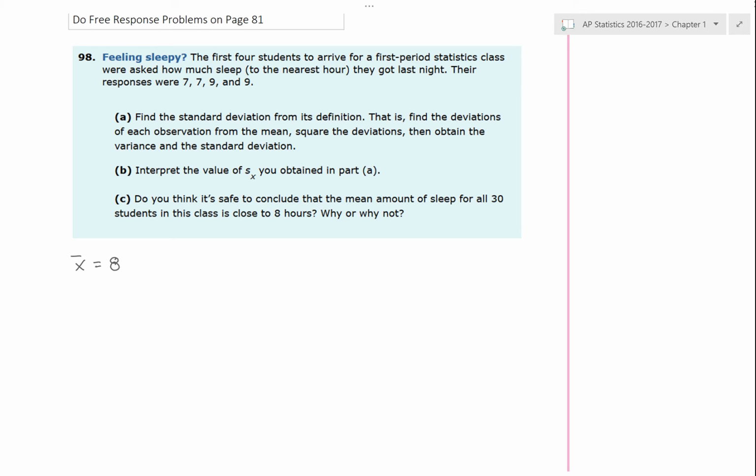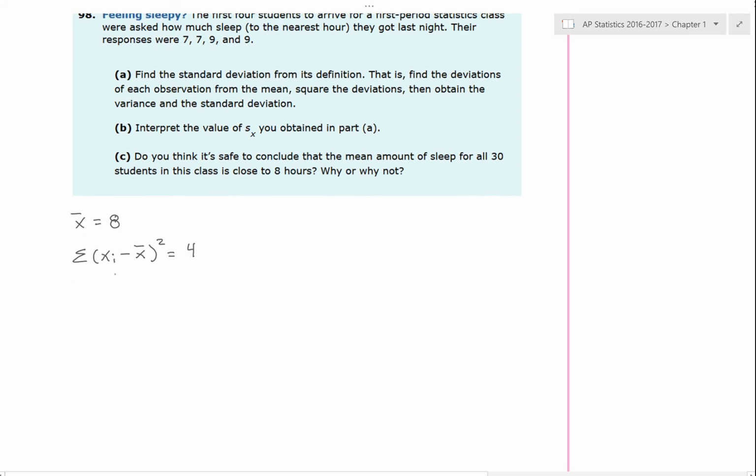So we end up with a sum of squared deviations, and I'm going to write this crazy looking expression. The sum of squared deviations from the mean equals 4, right? It's just 1 squared plus 1 squared plus 1 squared plus 1 squared. Do you have to write that? No, you do not. I'm just being really detailed about it now.